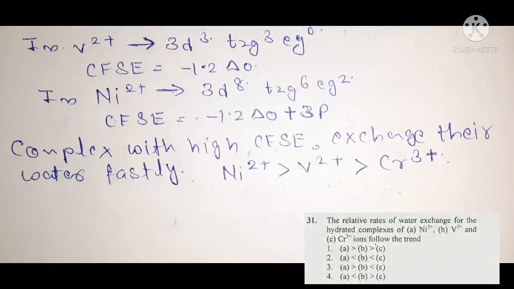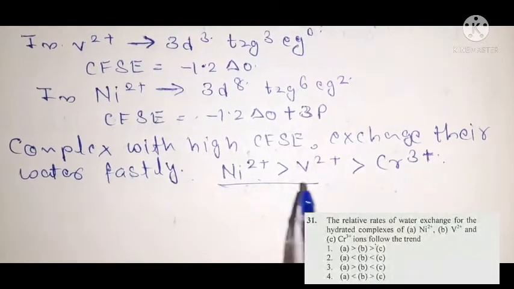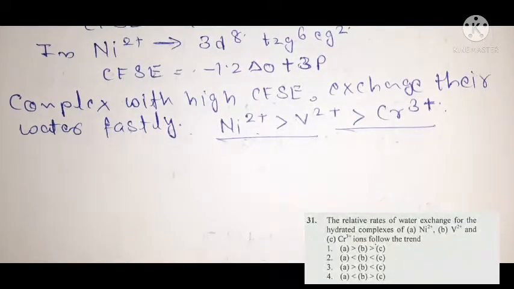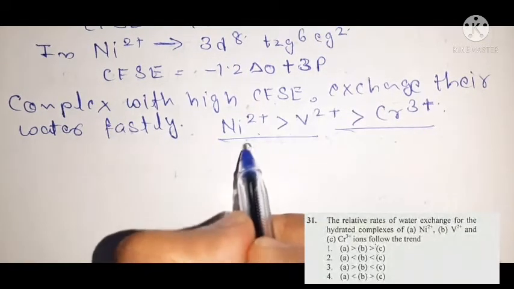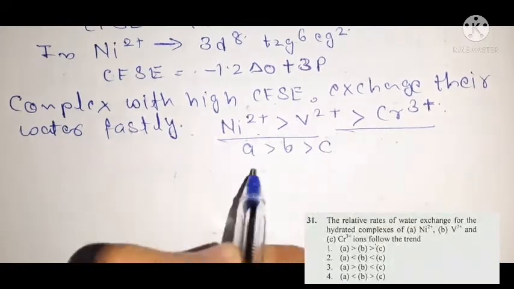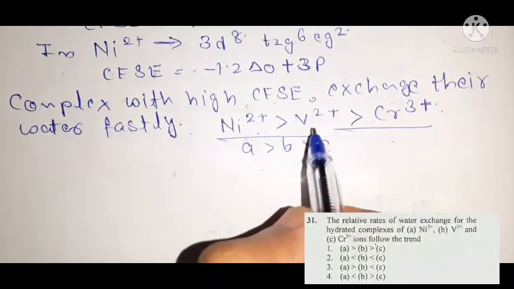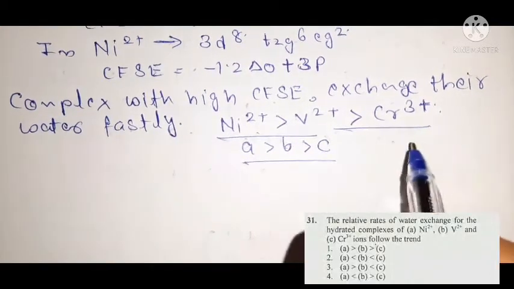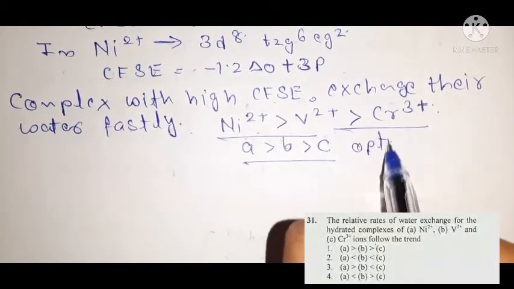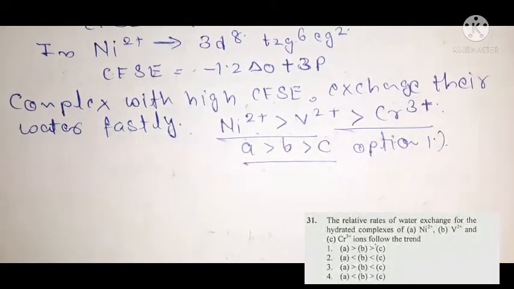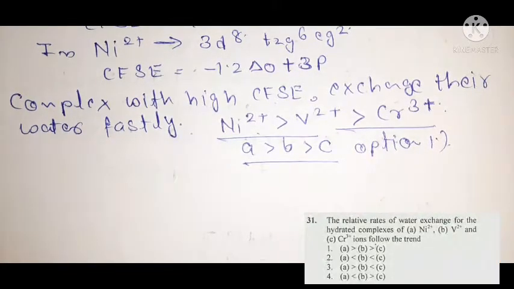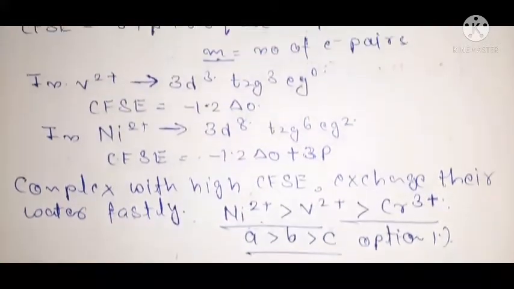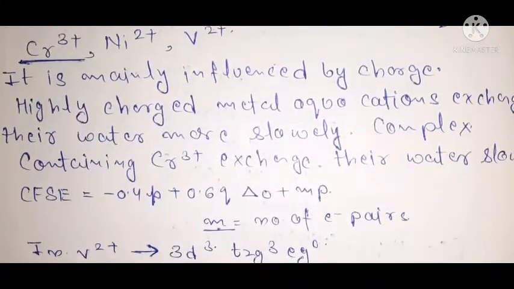So now we get the order of the water exchange reaction rates, and this follows A is greater than B is greater than C, because A is nickel 2 plus, B is vanadium 2 plus, and C is chromium 3 plus. So on the basis of this conclusion, option first is the correct answer for this question. See once again the complete solution of this question. I hope you understand it.